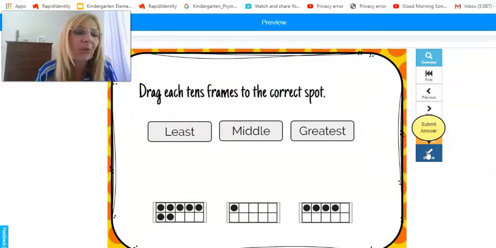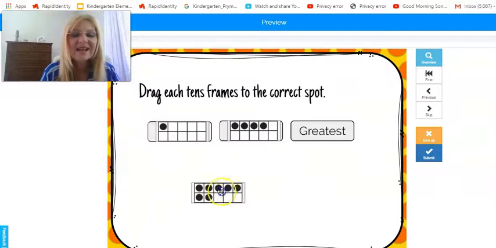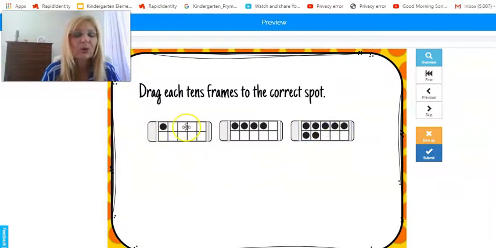I'm going to give you a minute. I want you to look at them and you decide the order. Which one is the least? Which one would go in the middle? And which one would be the greatest? I'll give you a second to do it. This one has 1. That's the smallest, right? Which is next? 4 or 5, 6, 7? Yes, 4 and then 7. Beautiful. We put them in order from the least to the greatest.